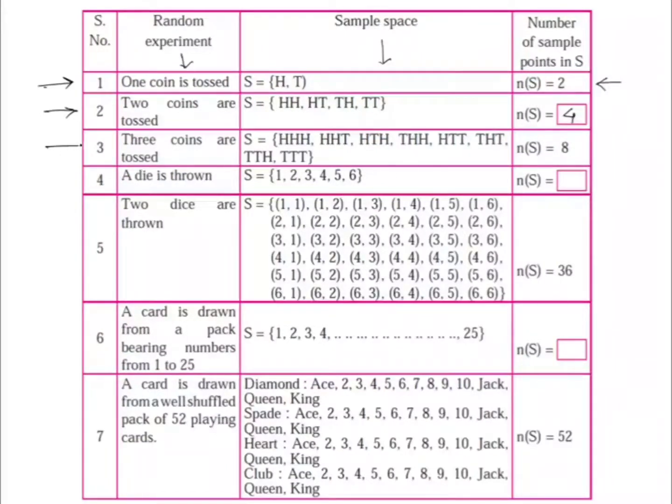Now when three coins are tossed simultaneously, we can get in all 8 possible outcomes: HHH, HHT, HTH, THH, HTT, THT, TTH and TTT. So these are all 8 outcomes. That's why n of s is equal to 8.